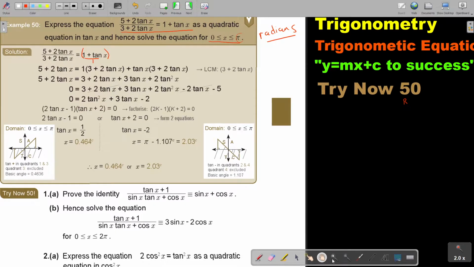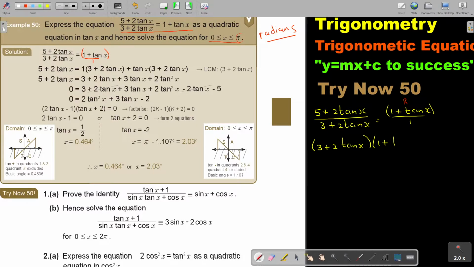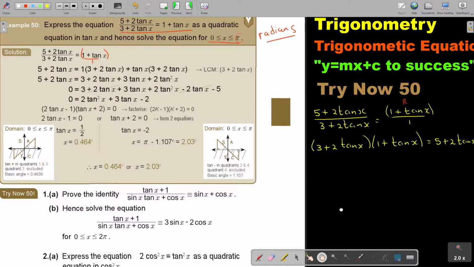Okay, I need a bit of space. I just want to see if we get the same. So it's (5 plus 2 tan x) over (3 plus 2 tan x) equals (1 plus tan x) over 1. Then I cross multiply. But remember, if you put brackets, then you're going to have (3 plus 2 tan x)(1 plus tan x) equals 5 plus 2 tan x.